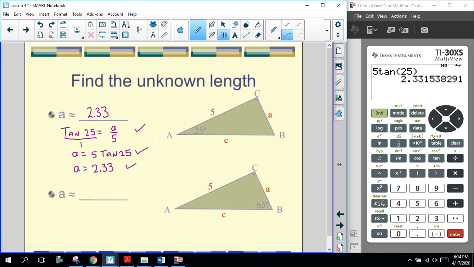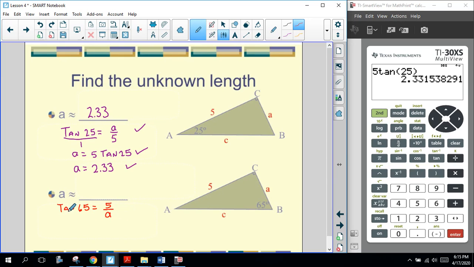Let's take a look here at our next example. In the next example, we've got this triangle. It's asking me to find the length of A again. And to do that, I've got this acute angle at 65 labeled. So I'm going to say, using my tangent ratio, I've got the tangent of 65, and that is equal to the opposite. Well, opposite of 65 is 5, over the adjacent leg. Well, adjacent to 65 is this length of A.